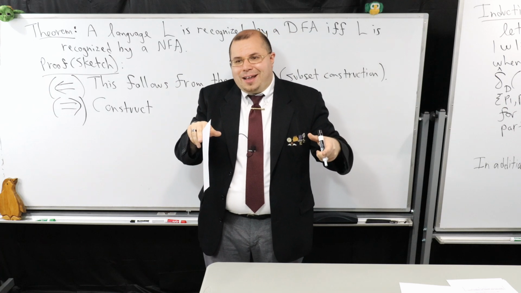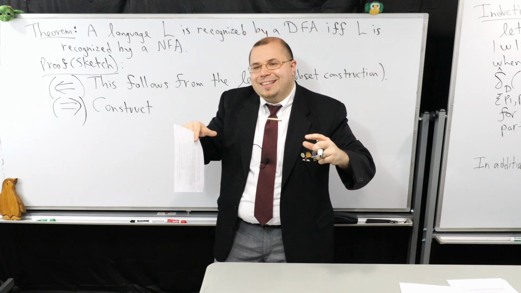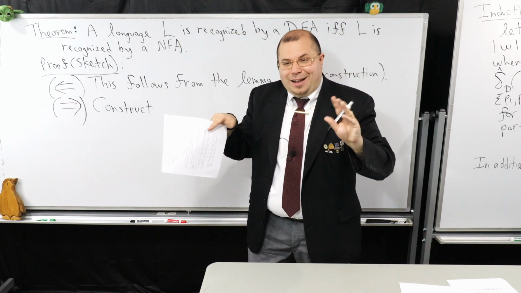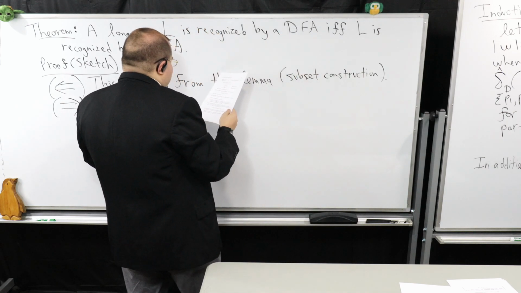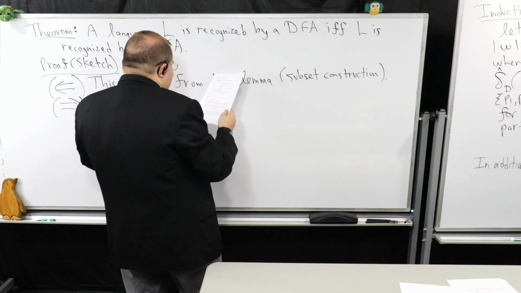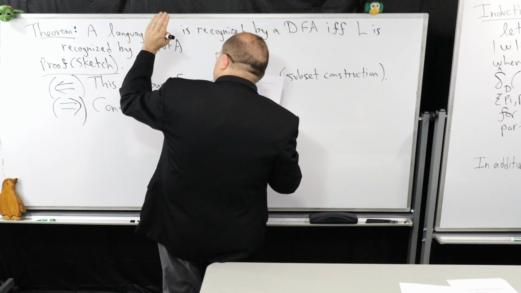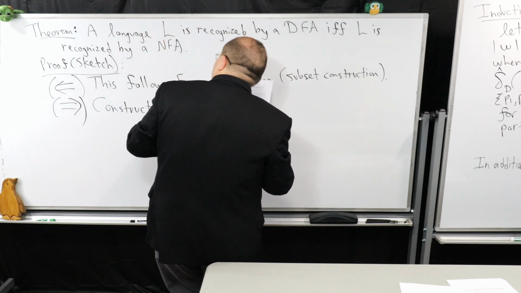I'm going to say, okay, here's the description of a DFA. Now I'm just going to wrap it in the language of an NFA, and that's all I'm going to do. It's going to look like I'm cheating, but it's not. It's really that simple. So to prove this direction, I'm going to show that if a language L is recognized by a DFA, then L is recognized by an NFA.